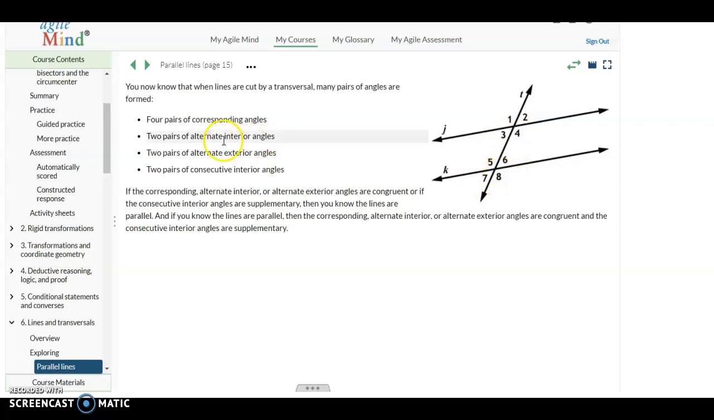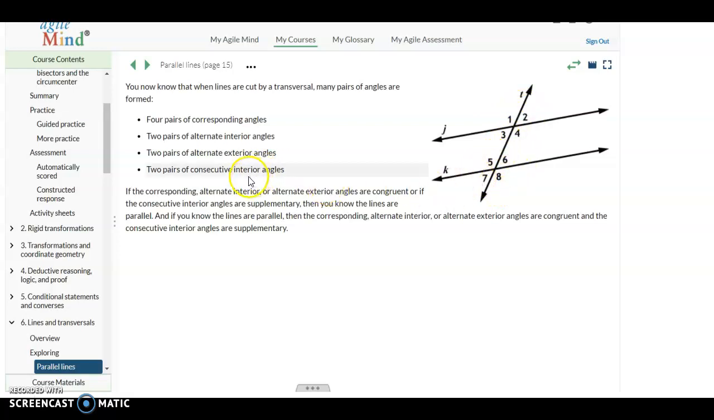We only have 2 pairs that are known as alternate interior: opposite sides of the transversal, inside the parallel lines. 3 and 6 are one of those, and 4 and 5 are the other pair. We have 2 pairs of alternate exterior. That's outside the parallel lines, but opposite sides of the transversal. That's 1 and 8, and 2 and 7.